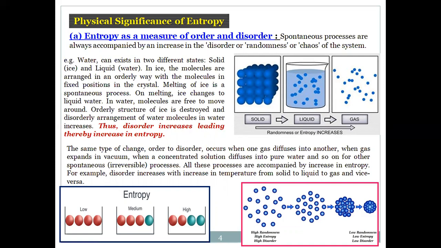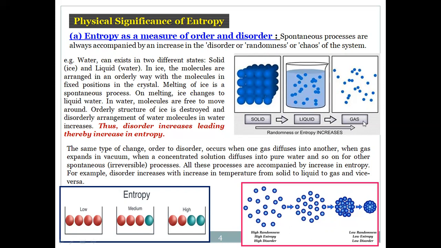That is the use of entropy. Why is it important? Entropy is a measure of order and disorder. Spontaneous processes are always accompanied by an increase in the disorder, randomness or chaos in the system. So what is entropy? You can understand from this diagram.